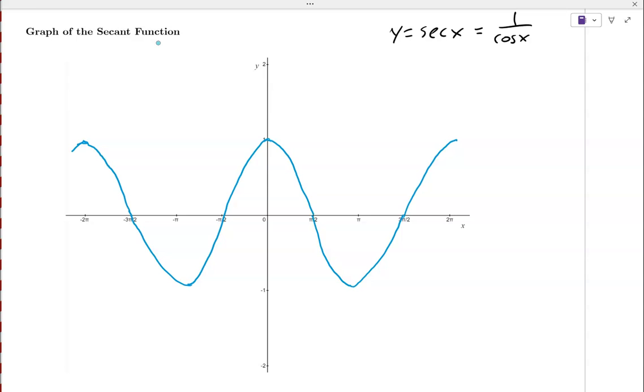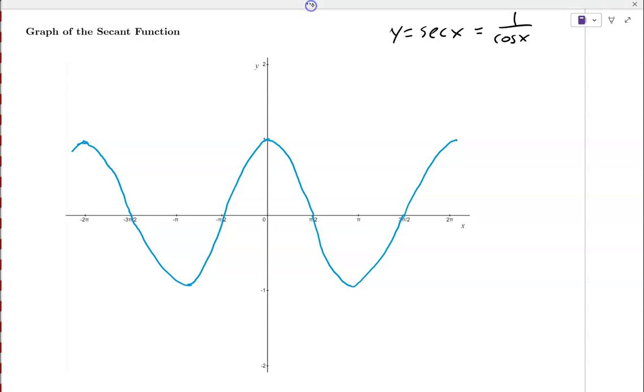Let's first notice, does the secant graph ever cross the x-axis? Is secant ever equal to 0? Again, you told me before, a fraction is equal to 0 when what happens? When the top is 0, when the numerator is 0. Is the numerator ever 0? No. Okay. So it never can cross the x-axis. There are no x-intercepts. Well, what about asymptotes? Yeah, it's going to have asymptotes when cosine is 0, right? Notice those are already on the graph, aren't they? Good.